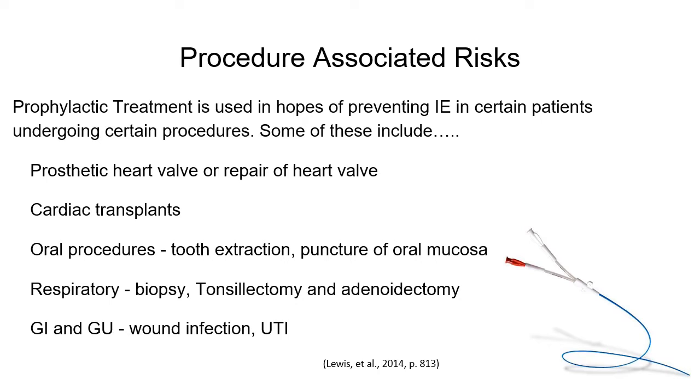There are numerous procedure-associated risks. Prophylactic treatment is used in hopes of preventing endocarditis in certain patients undergoing certain procedures. Some of these include prosthetic heart valve or repair of heart valve, cardiac transplants, oral procedures involving tooth extractions or the puncture of oral mucosa, respiratory biopsies, tonsillectomies, and adenoidectomies. GI and GU, the wound infections, and UTIs.